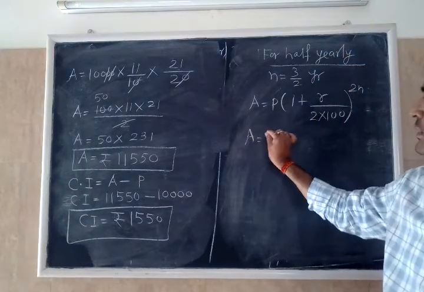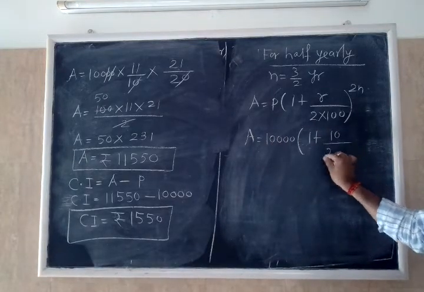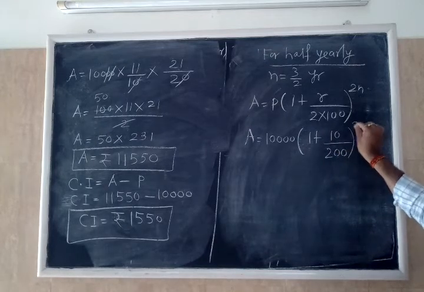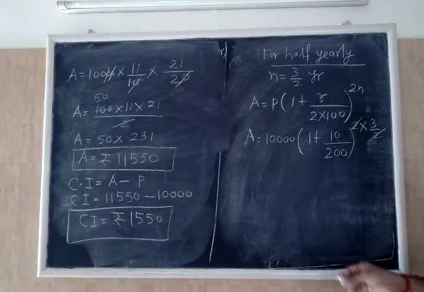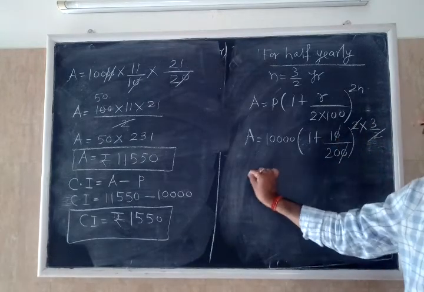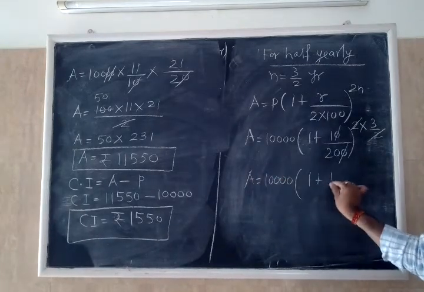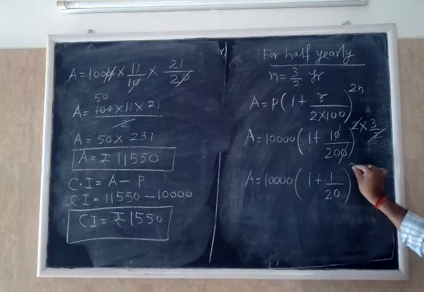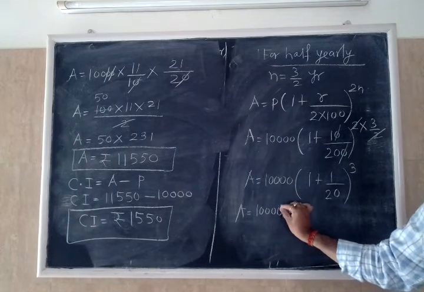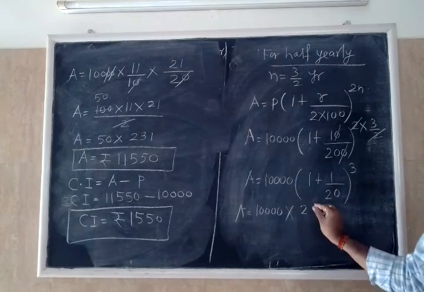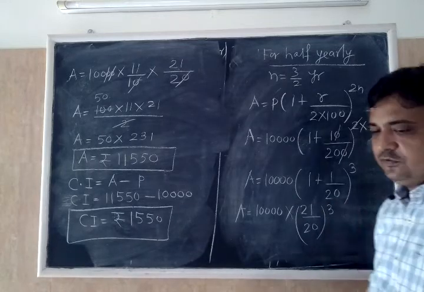So P is 10,000, principal amount. 1 plus R is 10 upon 200 raised to 2 into n. N is 3 by 2. The 2s get cancelled. The 0s get cancelled. So A is 10,000 into 1 plus 1 upon 20 raised to 3. So A is 10,000 into 21 upon 20 raised to 3.